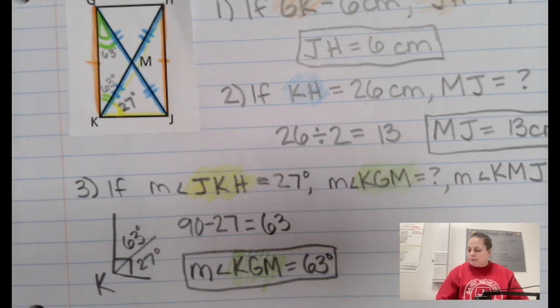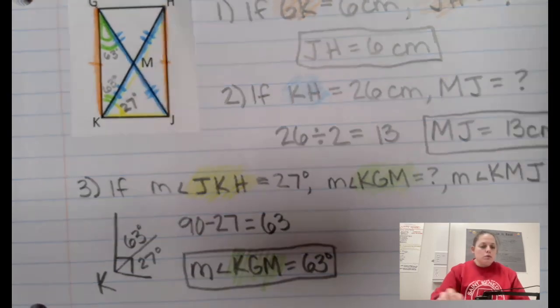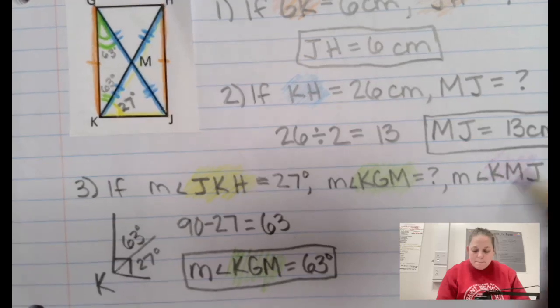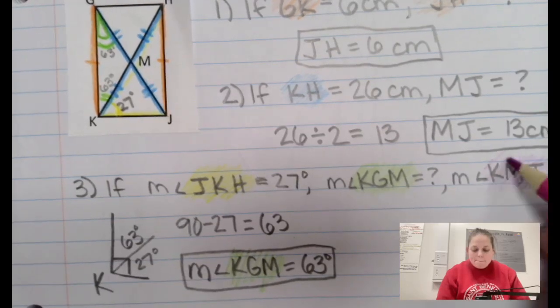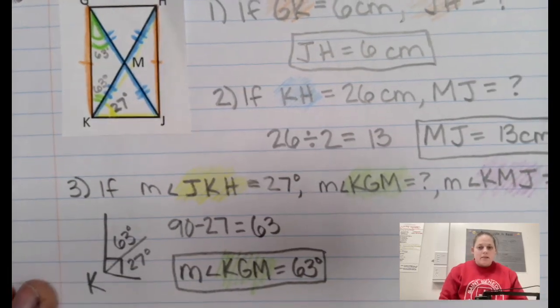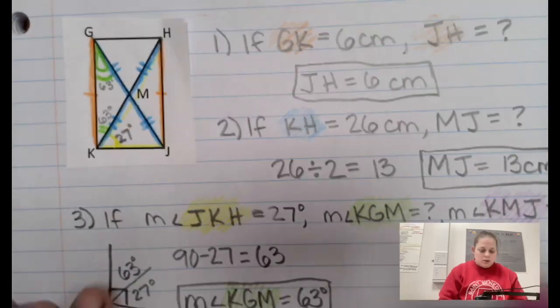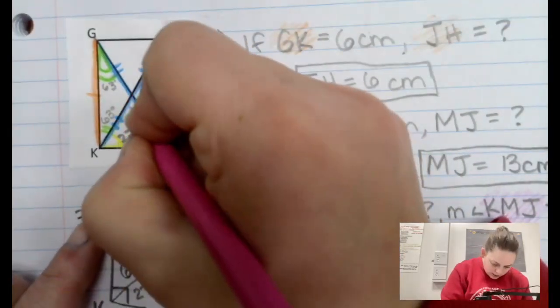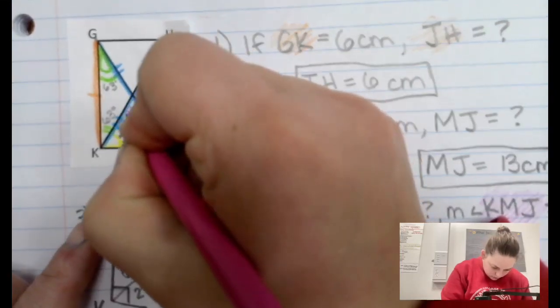One more, just cause. Miss Muriel likes to torture you. Just kidding. We have KMJ. All right, so KMJ. KM, oh my goodness, J. So this inside angle here. Woo!